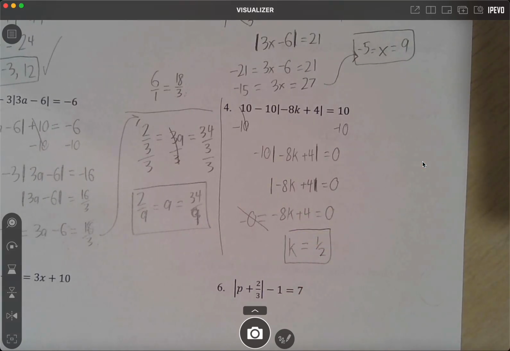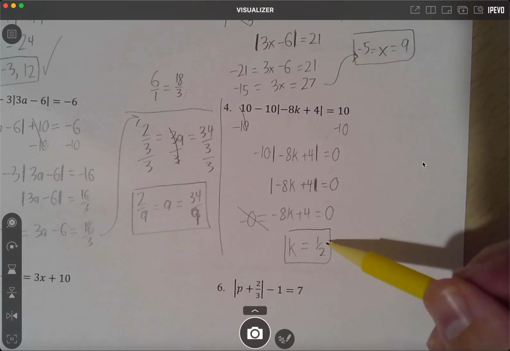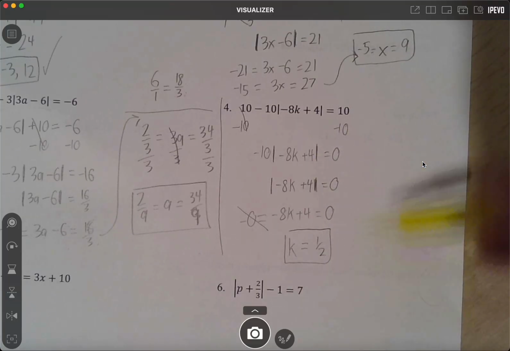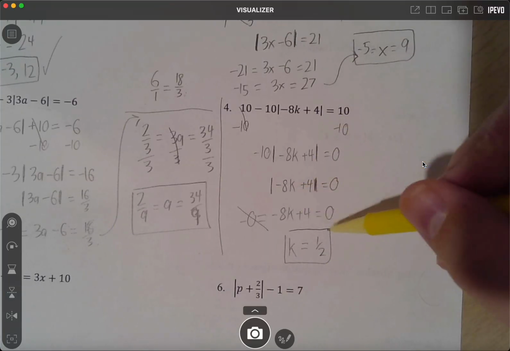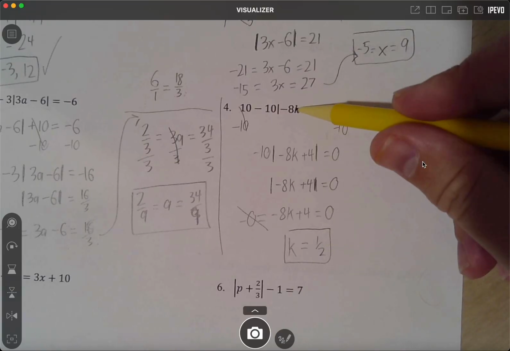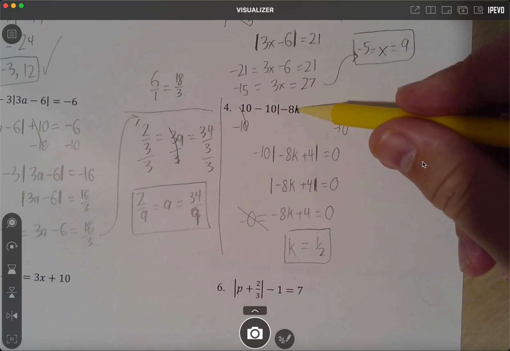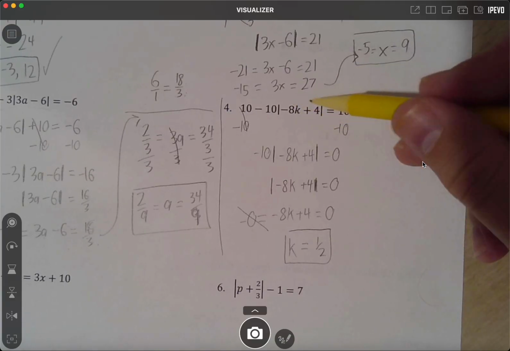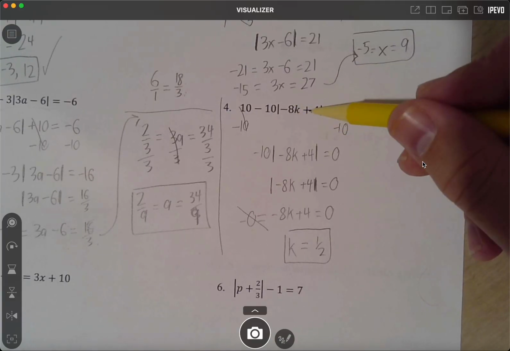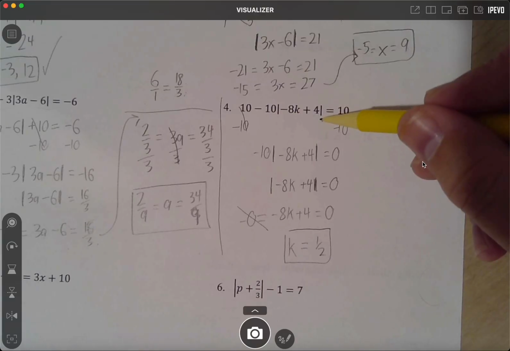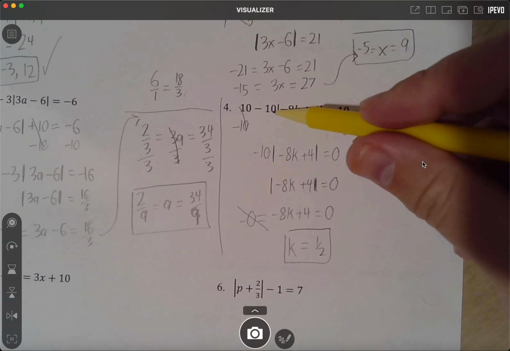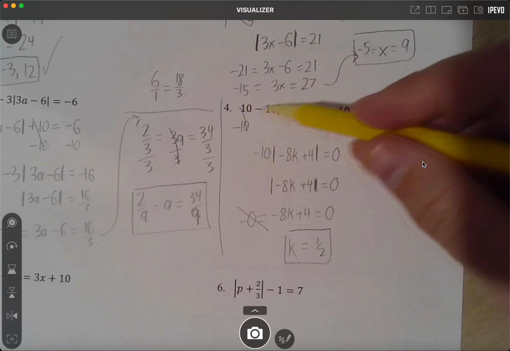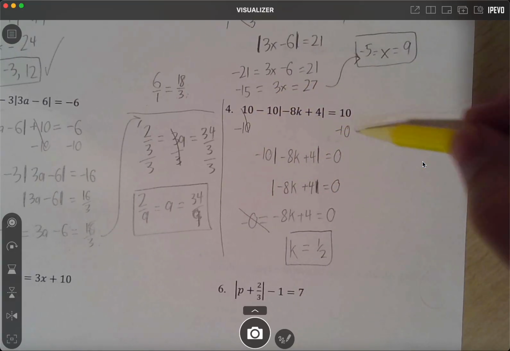All right, I did that a little quick, so let's plug in and check our work to make sure this all ends up being 10. It's also a good review of PEMDAS. So, 1/2 times -8 is, let me think, -4. -4 plus 4 is 0. The absolute value of 0 is 0. 10 times 0 is 0. And 10 minus 0 is 10. Yes, it does work out.